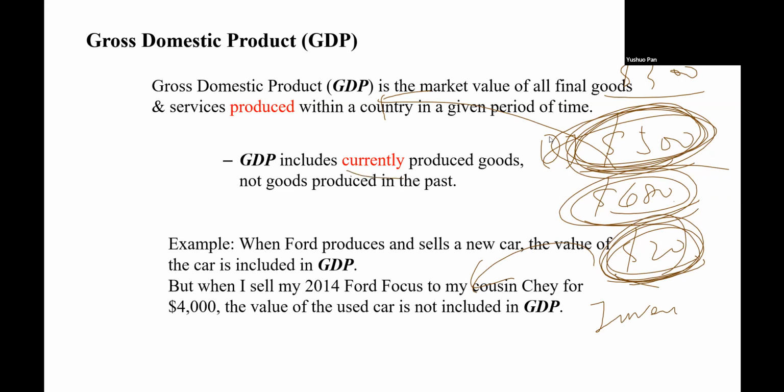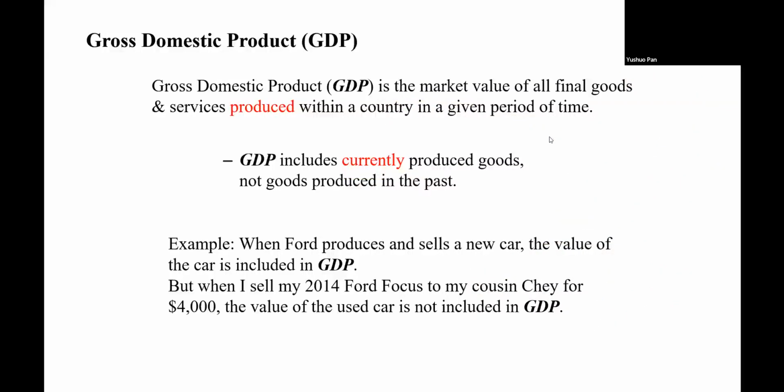All right, currently it's important. Again, you should distinguish what kind of product or service you produce this year, and what kind of goods and services you provided in the past, the year before, right? So only the current year counts as GDP.